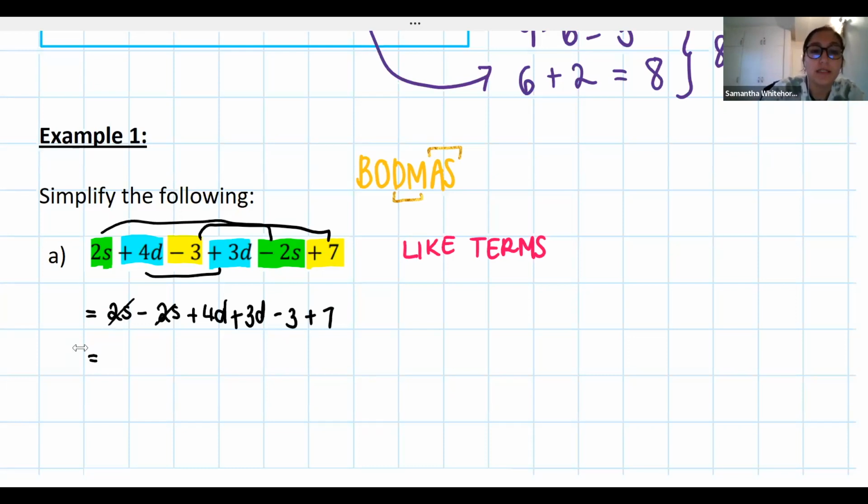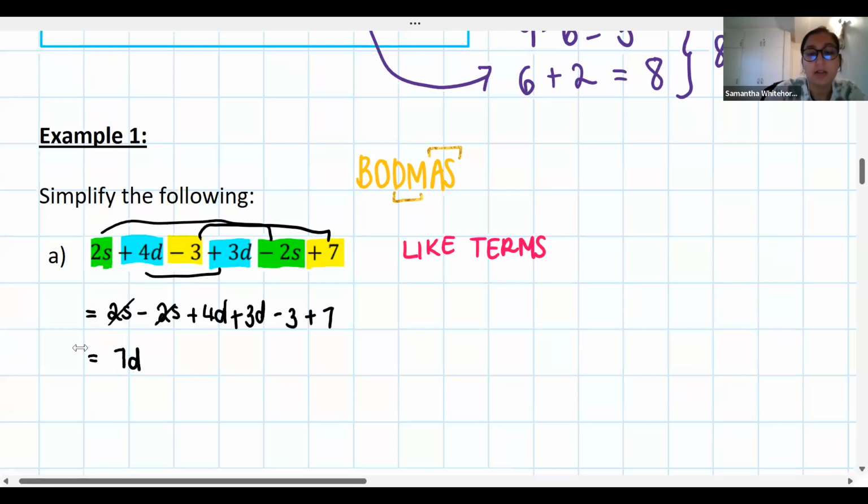Then I go and add my d term. So I've got positive 4d plus 3d. What that means is I've got like terms, and because I'm adding, I need to be moving up my number line. So positive 4d plus 3d is 7d.